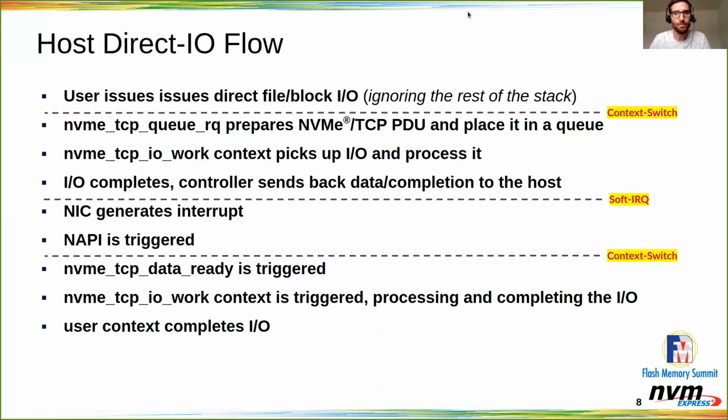Now, the things that you want to notice here are, first of all, we have a context switch between the part where we're preparing the IO and the part where the IO work is scheduled to pick up the IO and process it. Then we have a soft IRQ between the interrupt and when NAPI is triggered. And then we have an additional context switch once the data ready is called and the IO work context actually goes ahead and processes the IO. So these are the 3 points where we can help eliminate overhead.